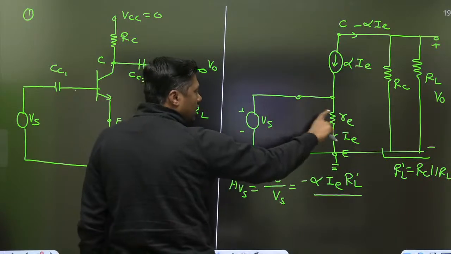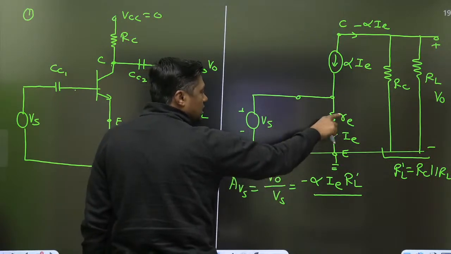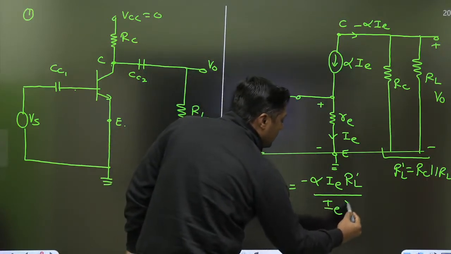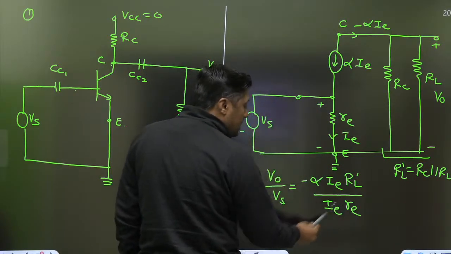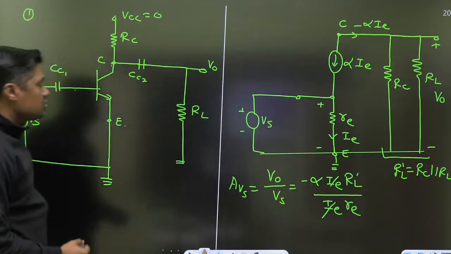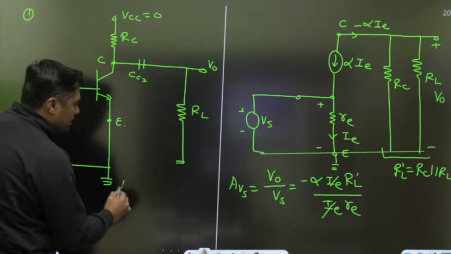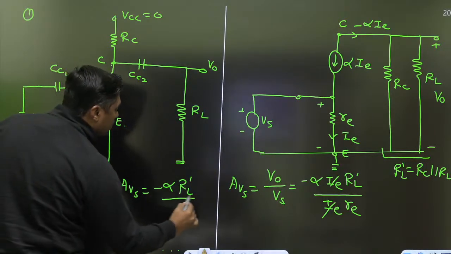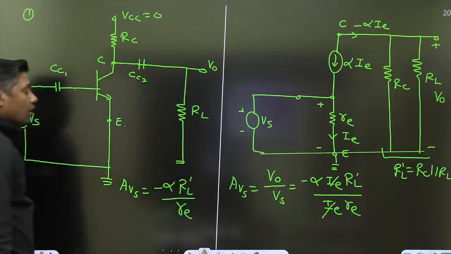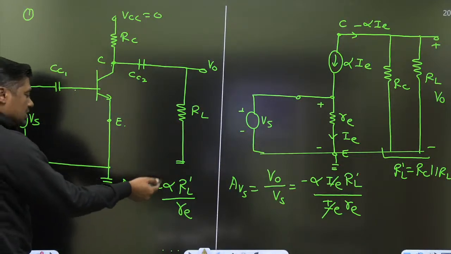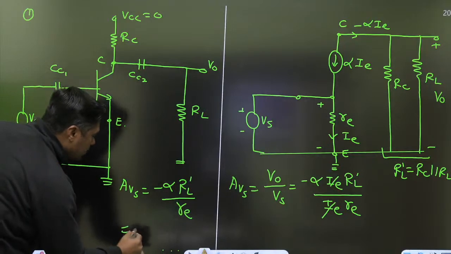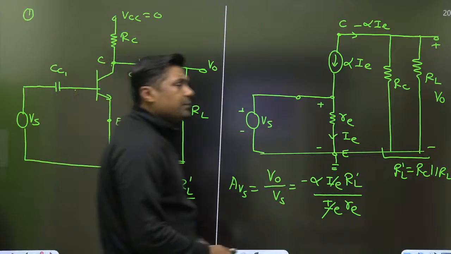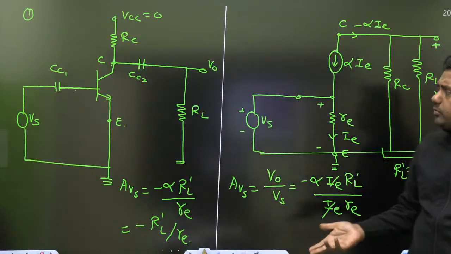Right, watch this, parallel connection. Vs is nothing but IE into RE. Directly we can say IE into RE. IE cancels, and the answer is voltage gain is given by minus alpha RL dash upon small RE. When the beta is very, very large, alpha is nearly equal to 1. So that's why the answer will become minus RL dash by RE. Remember that, finished. You can directly use this formula.